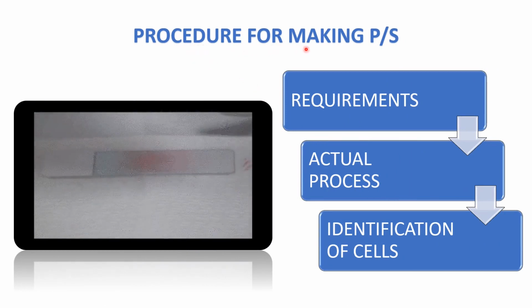The procedure of making a peripheral smear: as I said, we first have to make the peripheral smear and then count 100 WBCs. So what are the requirements of making the peripheral smear? What is the actual process of making it? And then how we have to identify the various blood cells, that is WBCs, RBCs and platelets. These are the steps of the procedure of making a peripheral smear.